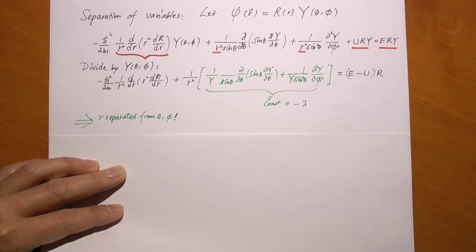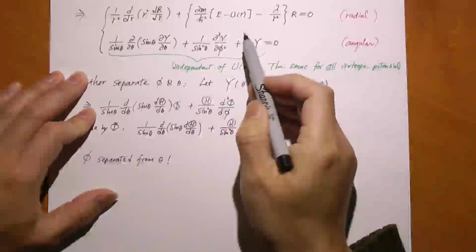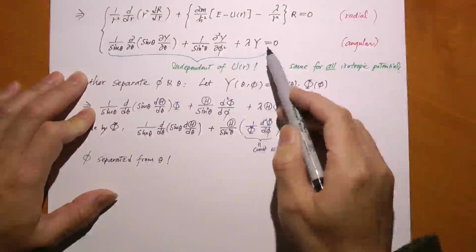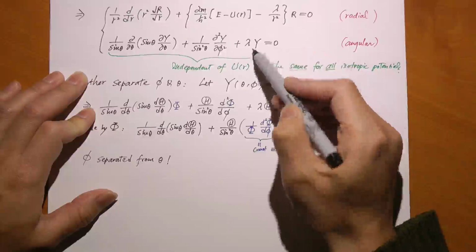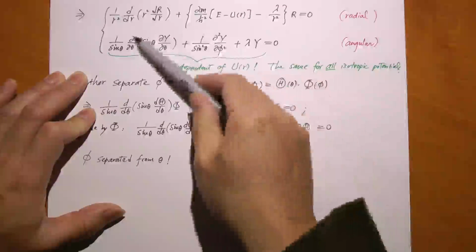The result is that we have separated our equation into two. One has to do with only the radial part of the wave function. The other has to do with only the angular part of the wave function. And that is in the next page. So as promised, we have broken down the equation into the radial part of the wave function and the angular part. They both have a constant lambda in it, the same constant. And I'm going to deal with the angular part first.